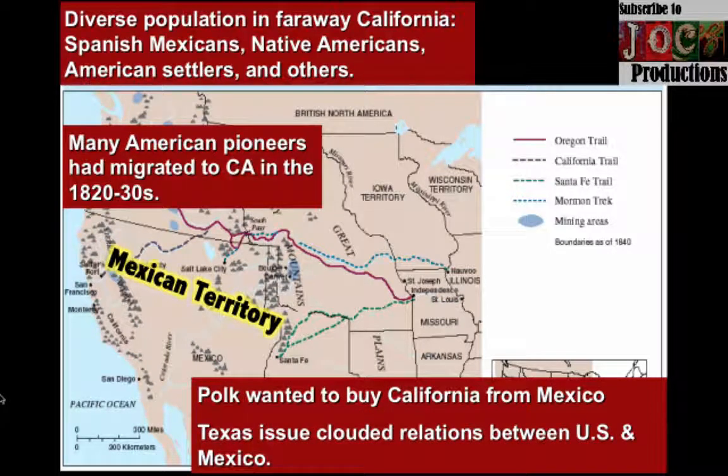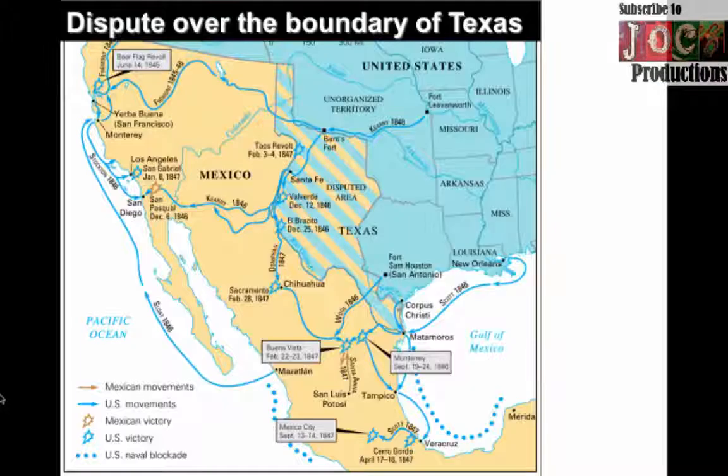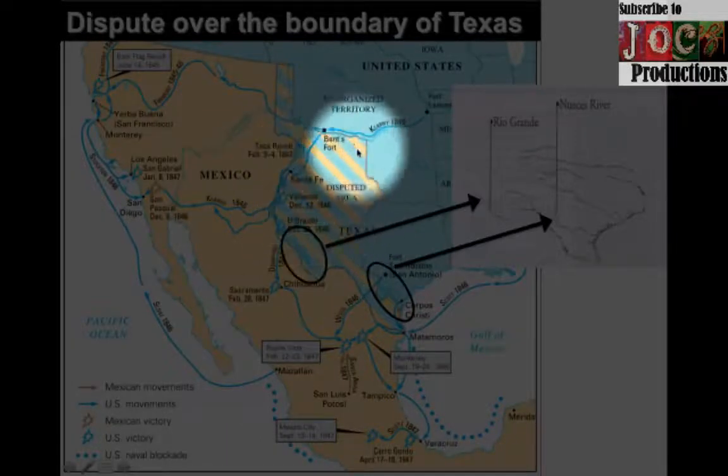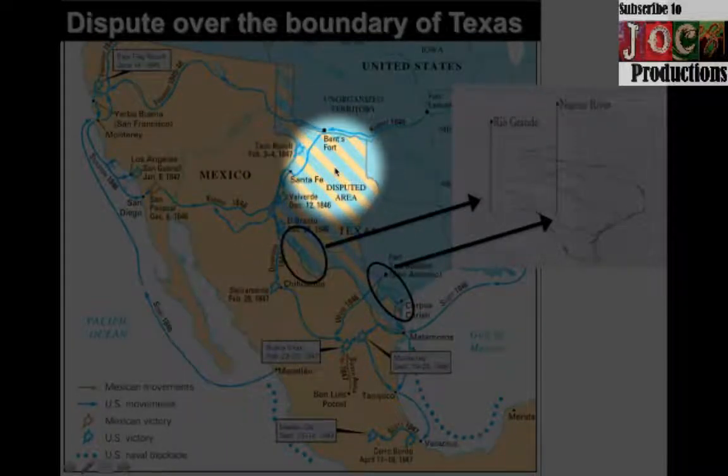And he really wants to buy California from Mexico. But there's a problem. The Texas issue. Santa Anna still does not recognize that the United States has annexed Texas. And the relationship between the United States and Mexico is no bueno. So here's what happens. There's also this boundary dispute. And the boundary dispute is this. According to the United States, the boundary between the U.S. and Mexico is the Rio Grande River. For Mexico, it's the Nueces River. And there's this disputed territory right in this area where America says it's theirs and Mexico says it's theirs.